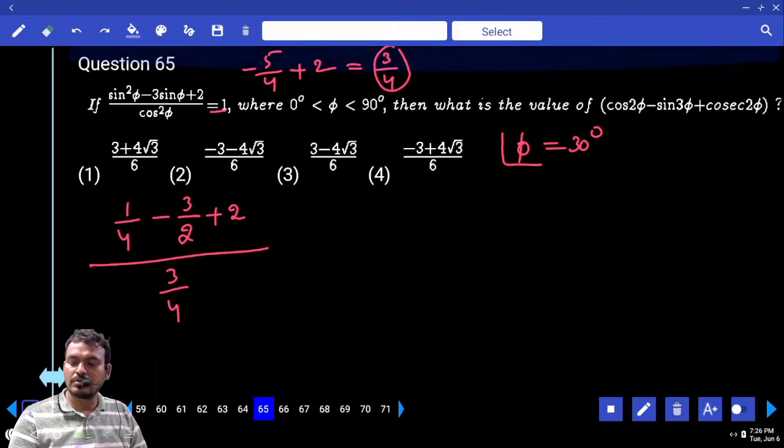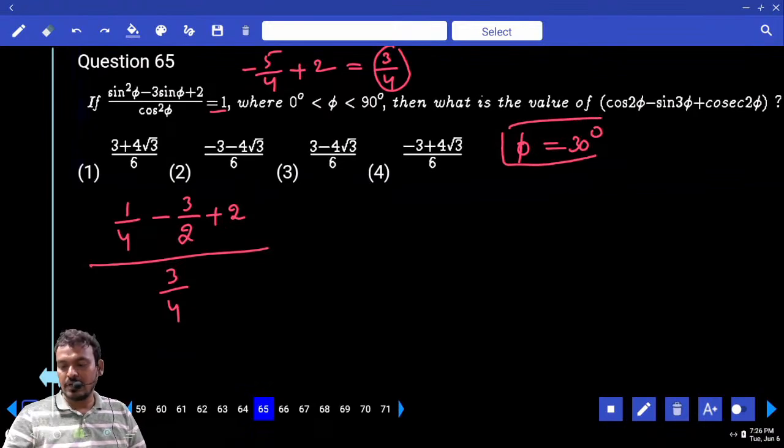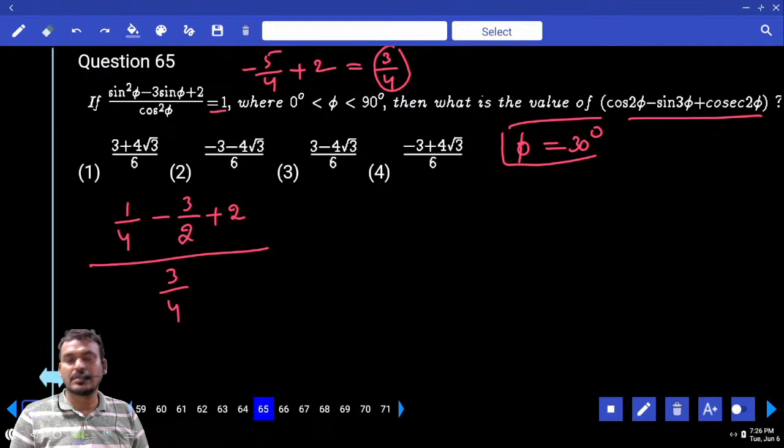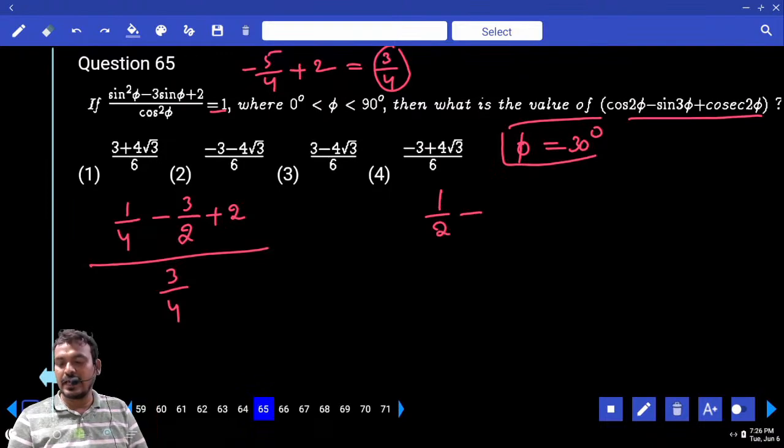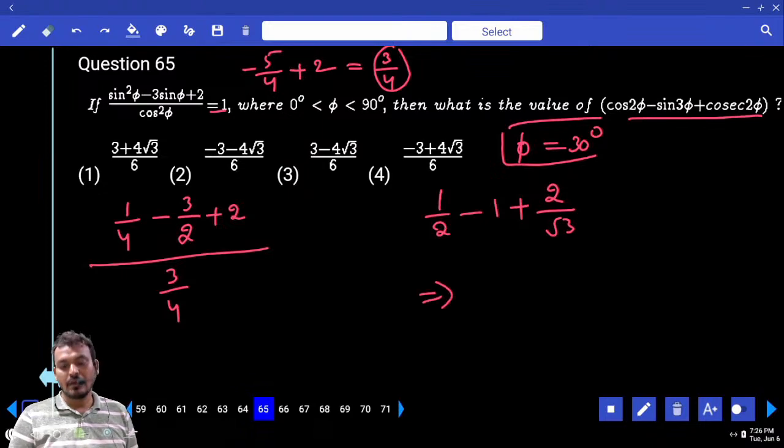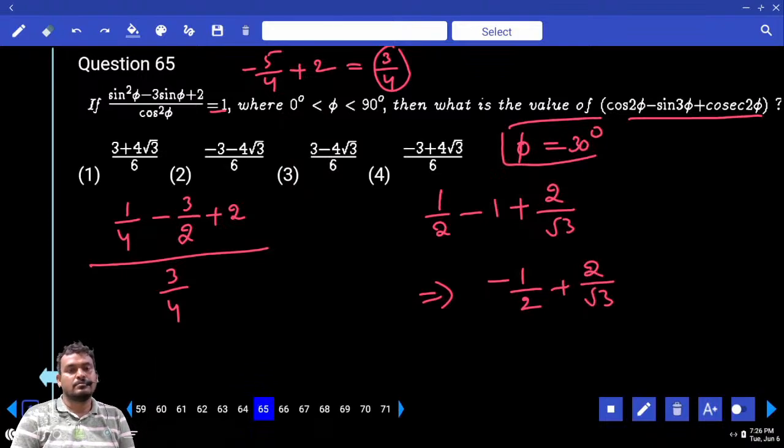Then take the pi value 30. Substitute the pi value in the given equation. 2 pi means cos 60. What is cos 60? 1 by 2. Next sin 90 is 1, cosecant 60 is the reverse of sin 60. What is sin 60? Root 3 by 2. Reverse means 2 by root 3. What is the LCM? 1 by 2 minus 1 means minus 1 by 2, plus 2 by root 3. What is the answer? First option or second option?